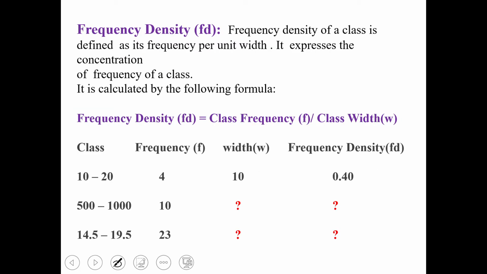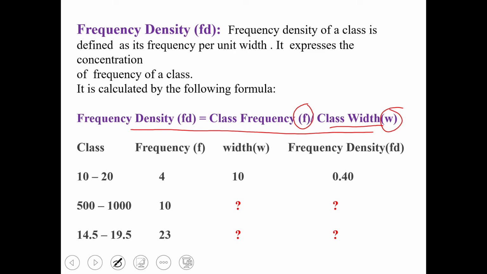Okay, so the next one is frequency density. The frequency density of a class is defined as its frequency per unit width. It expresses the concentration of frequency of a class, and it is calculated by the following formula. The formula is class frequency, or simply F, divided by class width, or W.